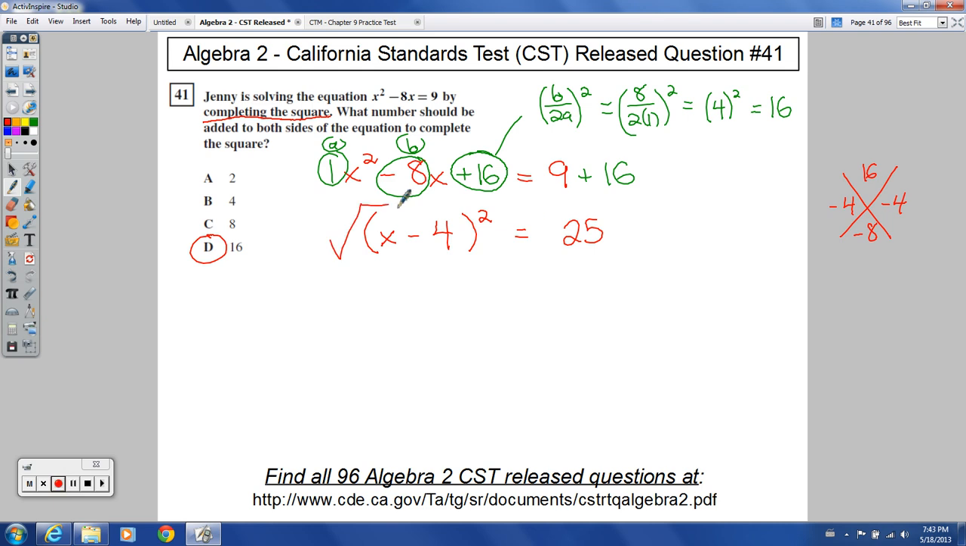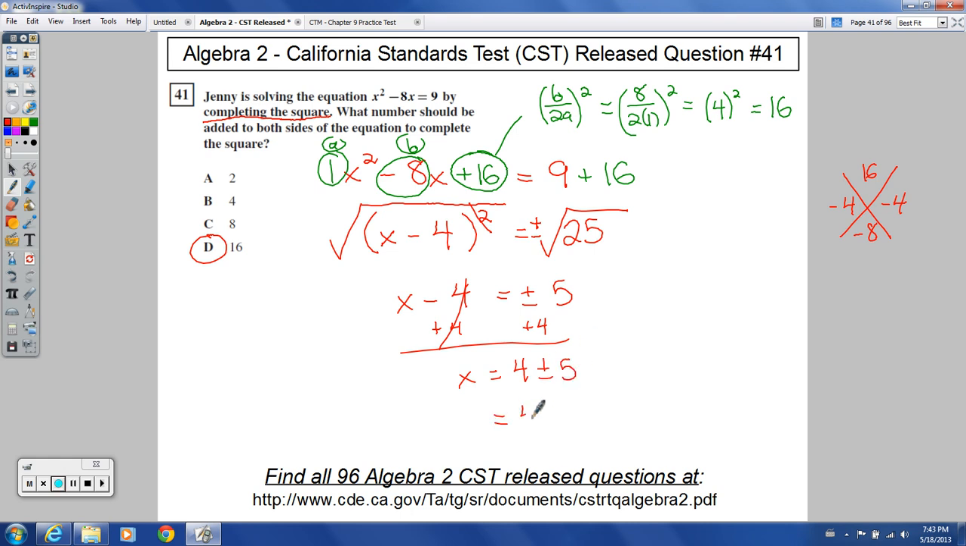From there, what would I do? I would take the square root of both sides, and this would go away. And I would be thinking of this as plus or minus that value. So I would have x minus 4 equals plus or minus 5. Adding 4 to both sides gives you x equals 4 plus or minus 5. That means you have 4 plus 5 as one option or 4 minus 5 as another option. So your final answers, had you had to solve this, would be 9 or negative 1.